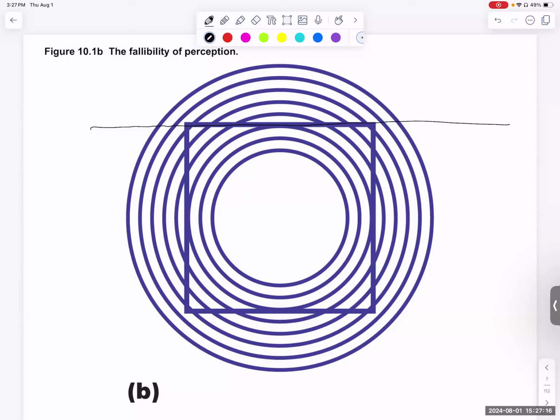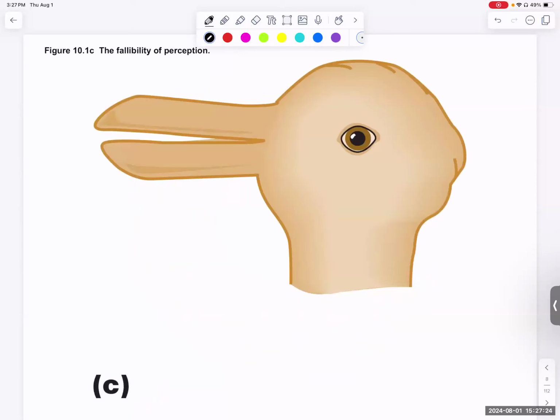All right, this next one, without peeking, I want you to say out loud the first thing that you see. Okay, you have to say it out loud. Now, some of you are going to look at it and say it's a duck. But then other people are going to look at it and say it's a rabbit or a bunny.